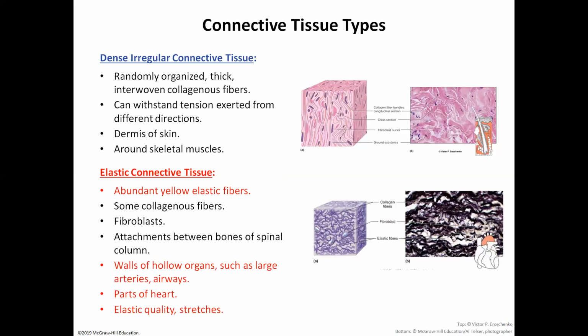Now, thinking about elastic connective tissue, again, we're going to see a lot of elastic fibers. This is going to help make up some large airways, large arteries, and parts of the heart. Because it has a lot of elastic fibers, it allows for lots of stretching and recoil to take place.